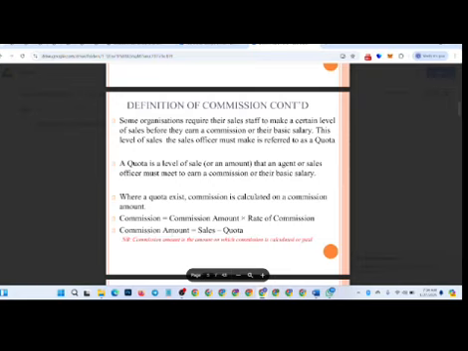Where a quota is involved, commission is calculated on a commission amount. So we write the formula for commission where quota is involved as commission equals commission amount times rate. But before we find a commission, we must know what the commission amount is. Finding the commission amount is sales minus quota. Note that commission amount is the amount on which commission is calculated or paid.